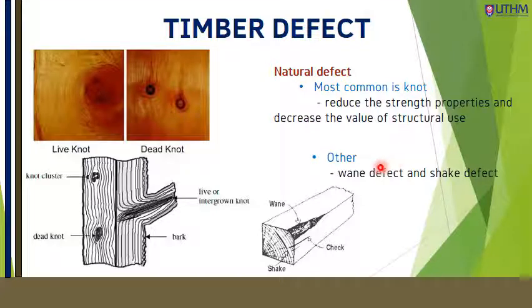Other defects such as wane, which can be shown by this rounded edge of the timber log, and also we have the shake. This is where it occurs around the timber growth ring.